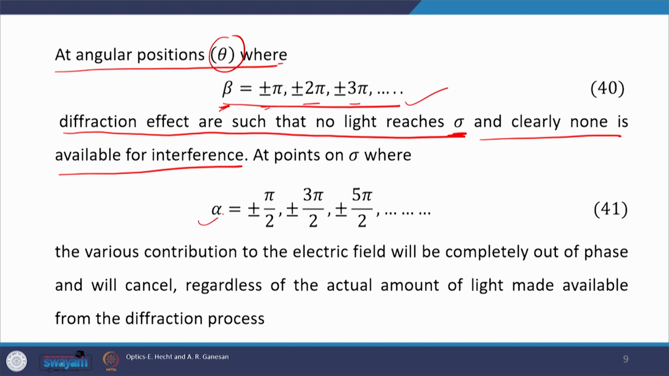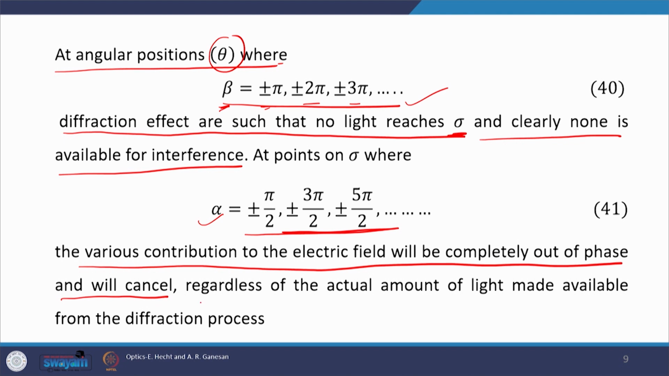Now, at these values of alpha, the interference minima appear, and the various contributions to the electric field will be completely out of phase and will cancel, regardless of the actual amount of light made available by the diffraction process. It means at certain angles diffraction minima will appear, while at certain angles interference minima will appear. Similarly, at certain angles interference maxima will appear, and at certain angles diffraction maxima will appear.